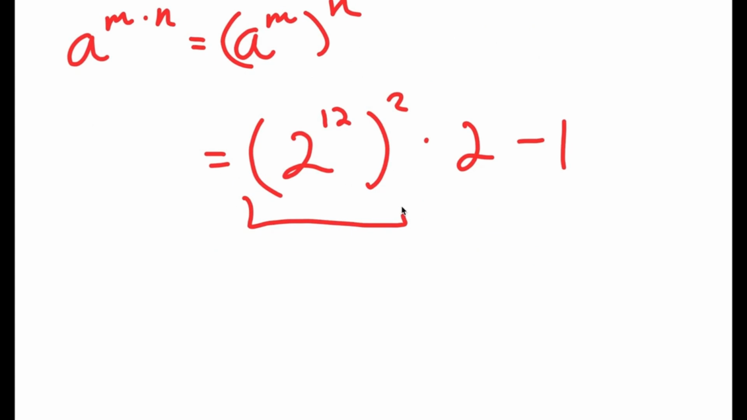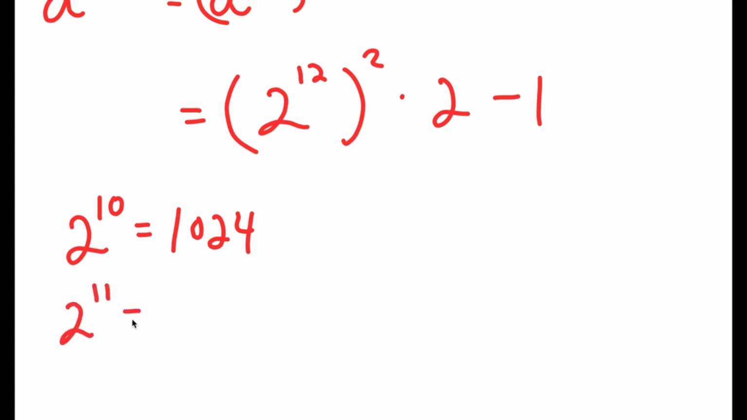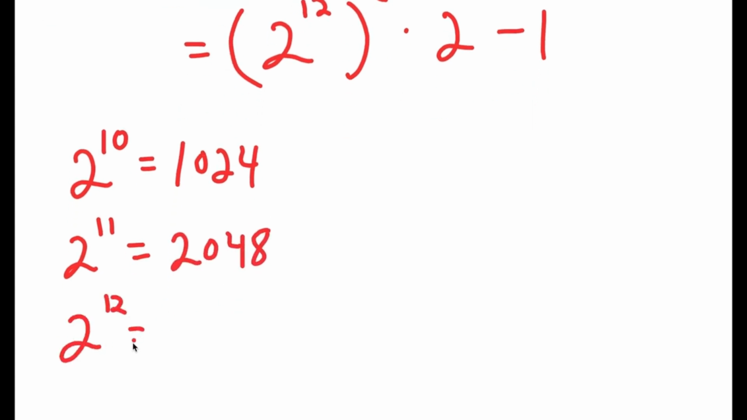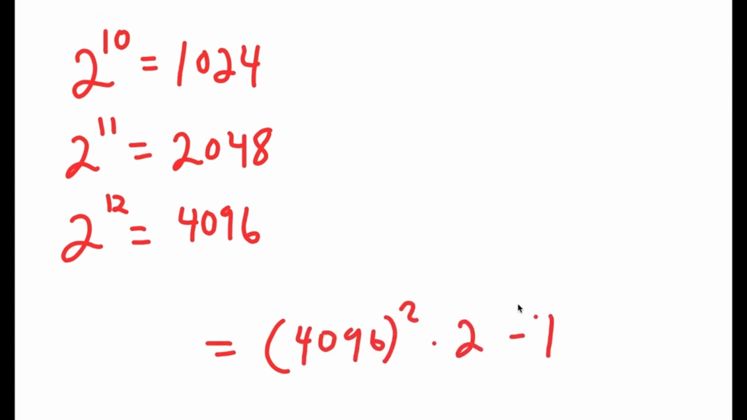So now I'm actually going to plug in the actual value of 2 to the power of 12, because 2 to the power of 12 is small enough where we know the exact value of it. So if you guys don't know what 2 to the power of 12 is, well, 2 to the power of 10, you should always remember this as 1024. So 2 to the power of 11 is going to be double of 1024, which is 2048, and 2 to the power of 12, which is the value we're looking for, is going to be double of 2048, which is 4096. So now I get 4096 squared times 2 minus 1.